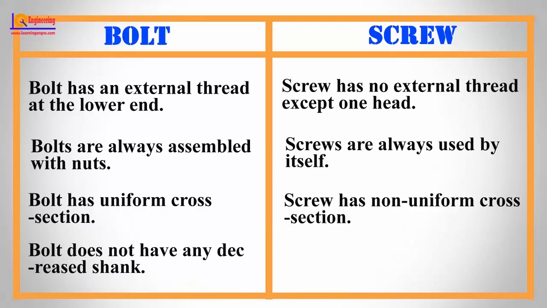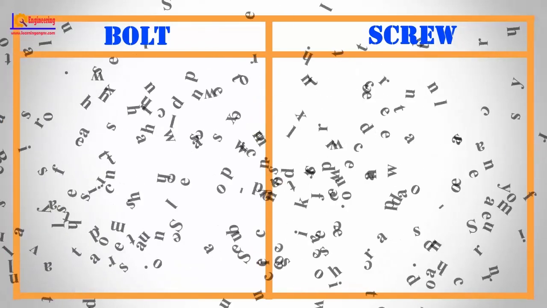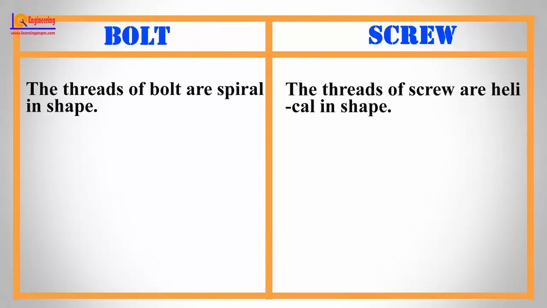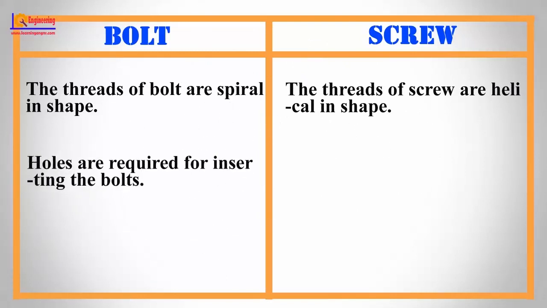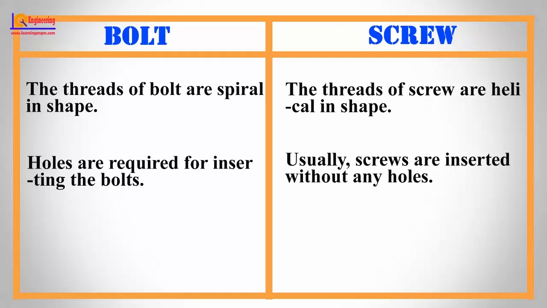Bolt does not have any decreased shank. Screw contains a decreased or pointed shank. The threads of bolt are spiral in shape. The threads of screw are helical in shape. Holes are required for inserting the bolts. Usually, screws are inserted without any holes.